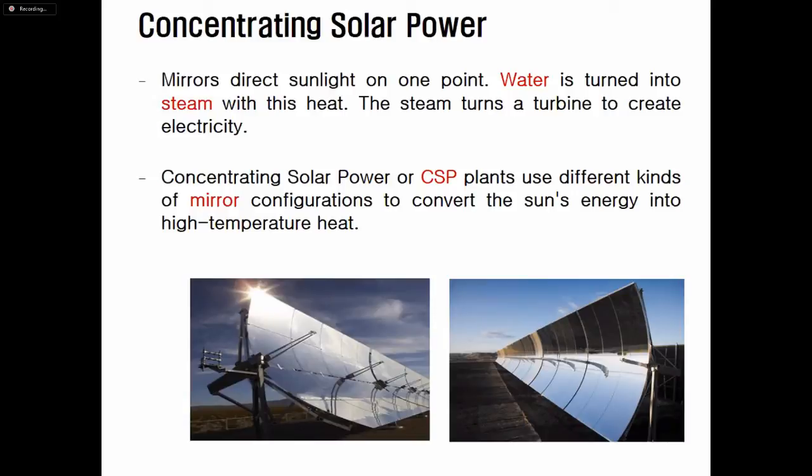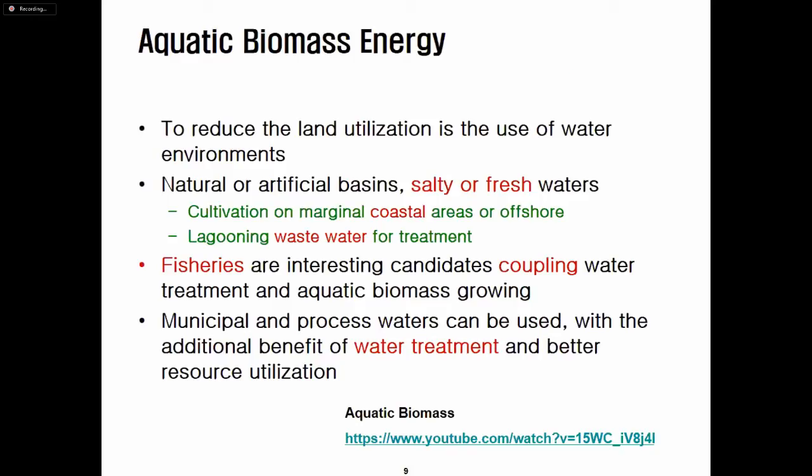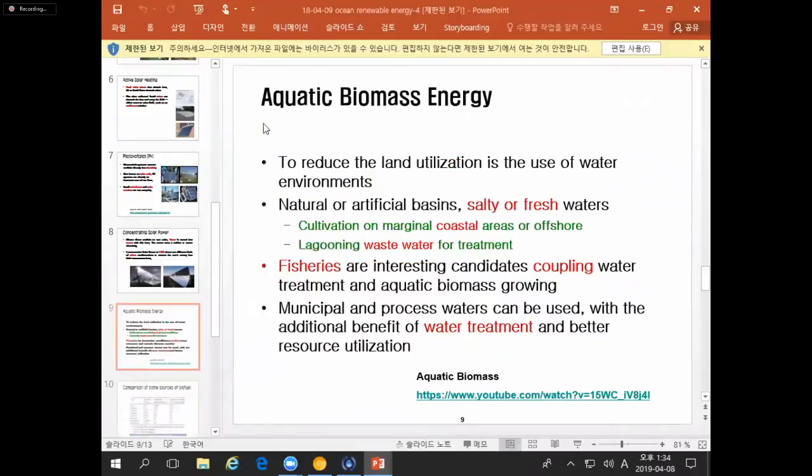Okay, this topic is aquatic biomass energy. This is another topic, so water is needed. Watch the video related to aquatic biomass energy.